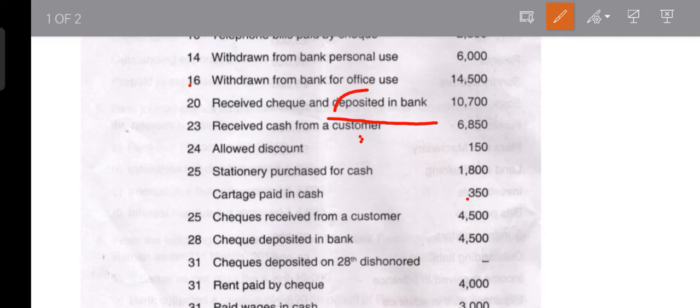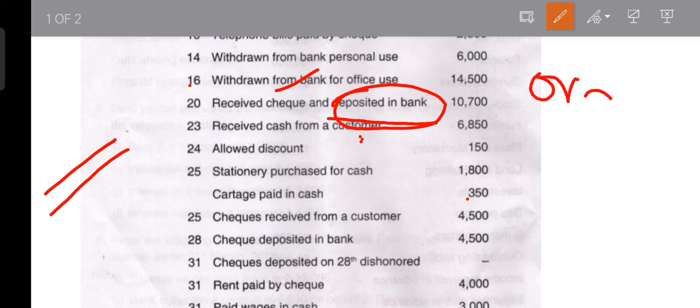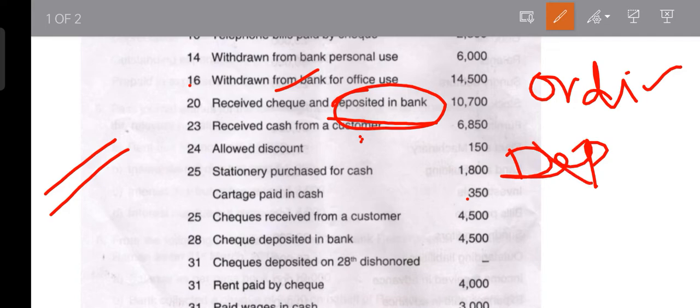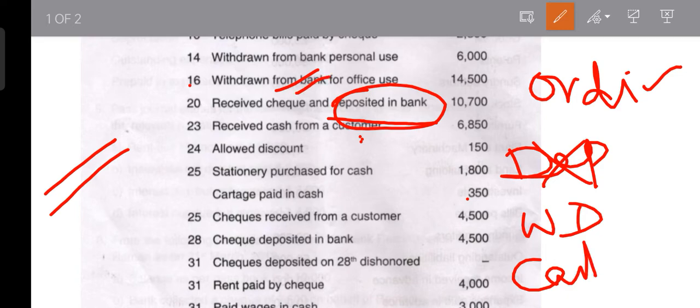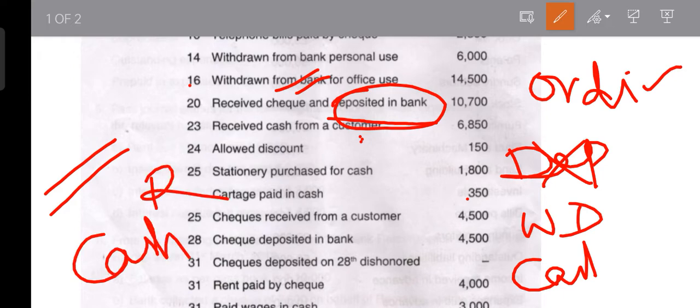Here, if the information about depositing into the bank is not given, and which type of check, whether a crossed check or an ordinary check, is also not given, then what assumption do we need to make? We received an ordinary check and deposited it on the same day. If we received the ordinary check and did not deposit it, we have withdrawn cash from the cash counter on the same day. Even though we received the check, this transaction we need to record in the cash column only, under the receipt side.